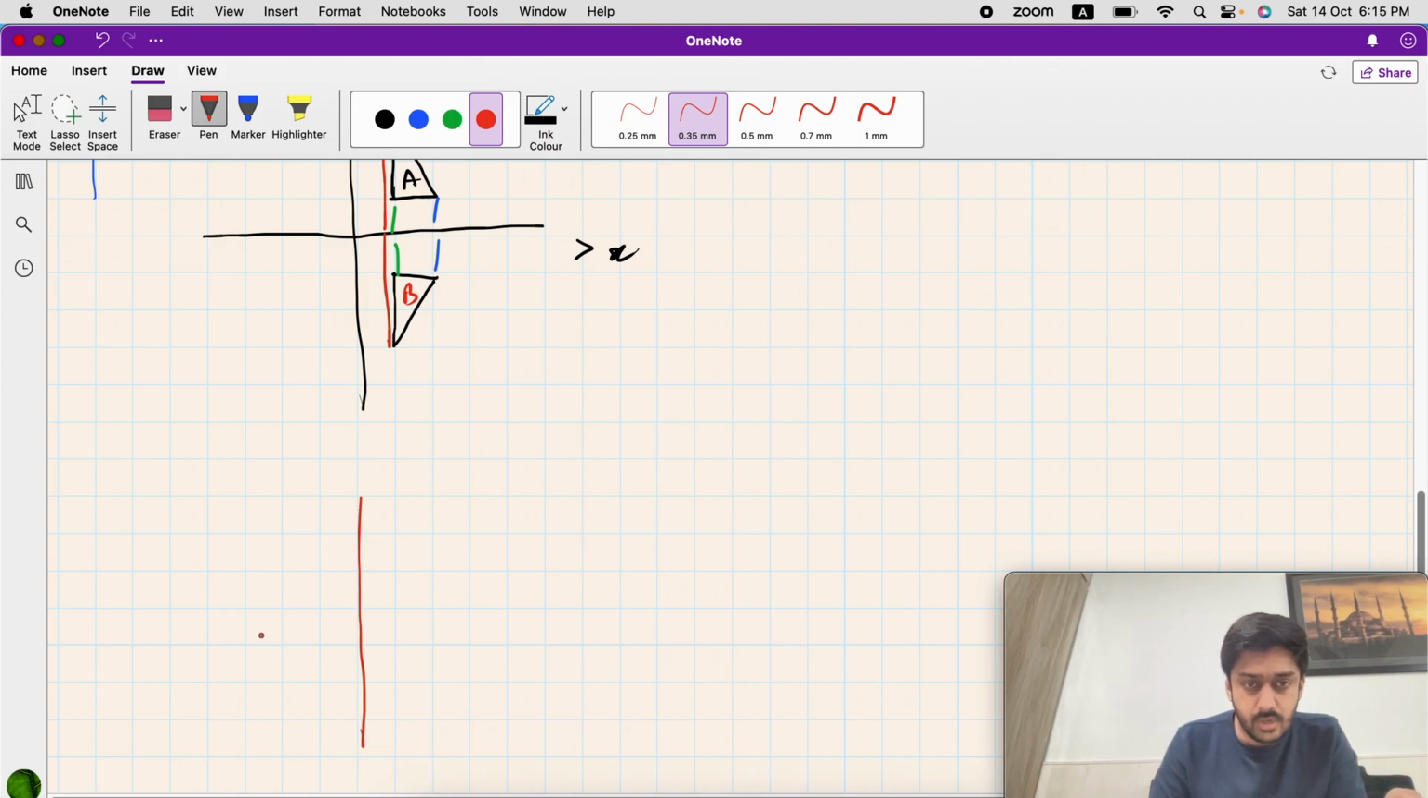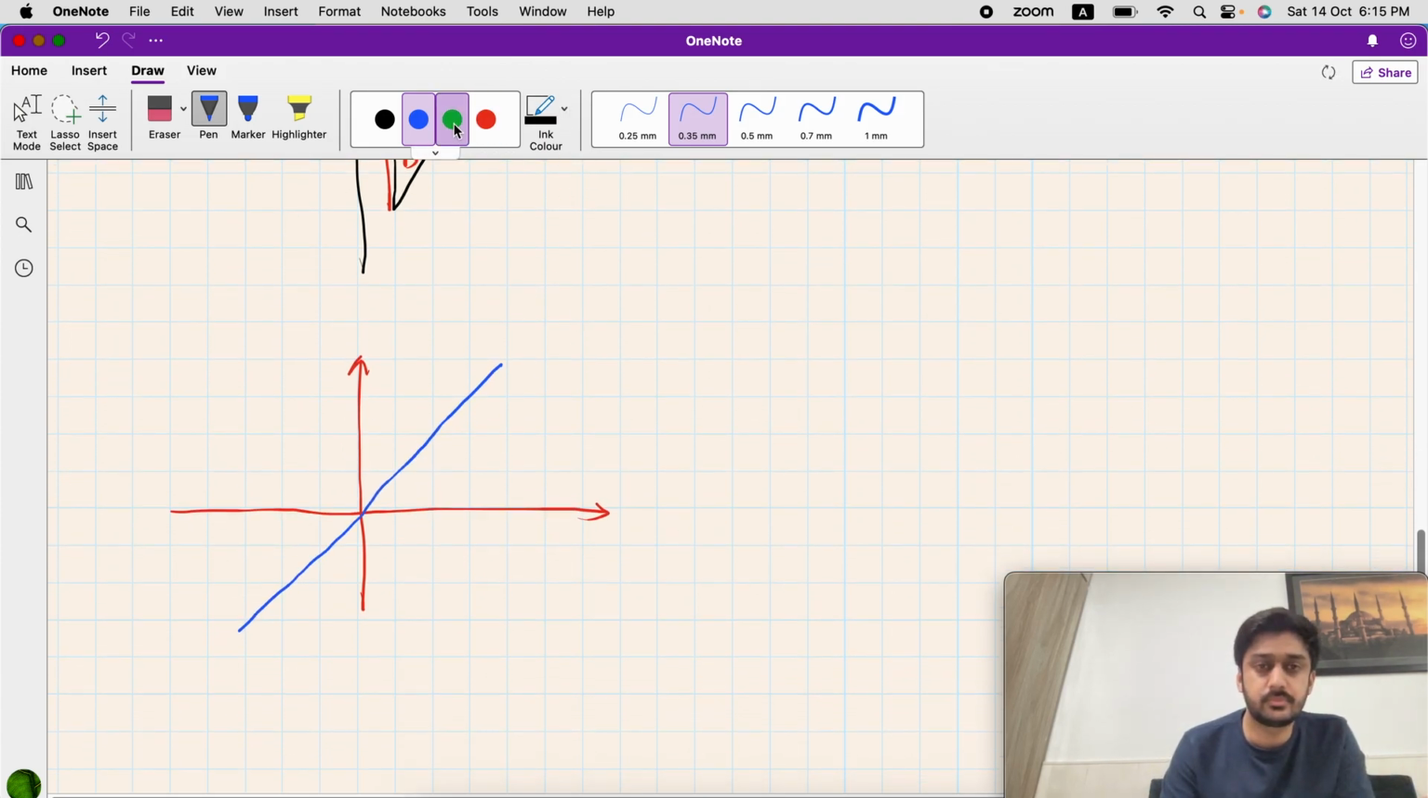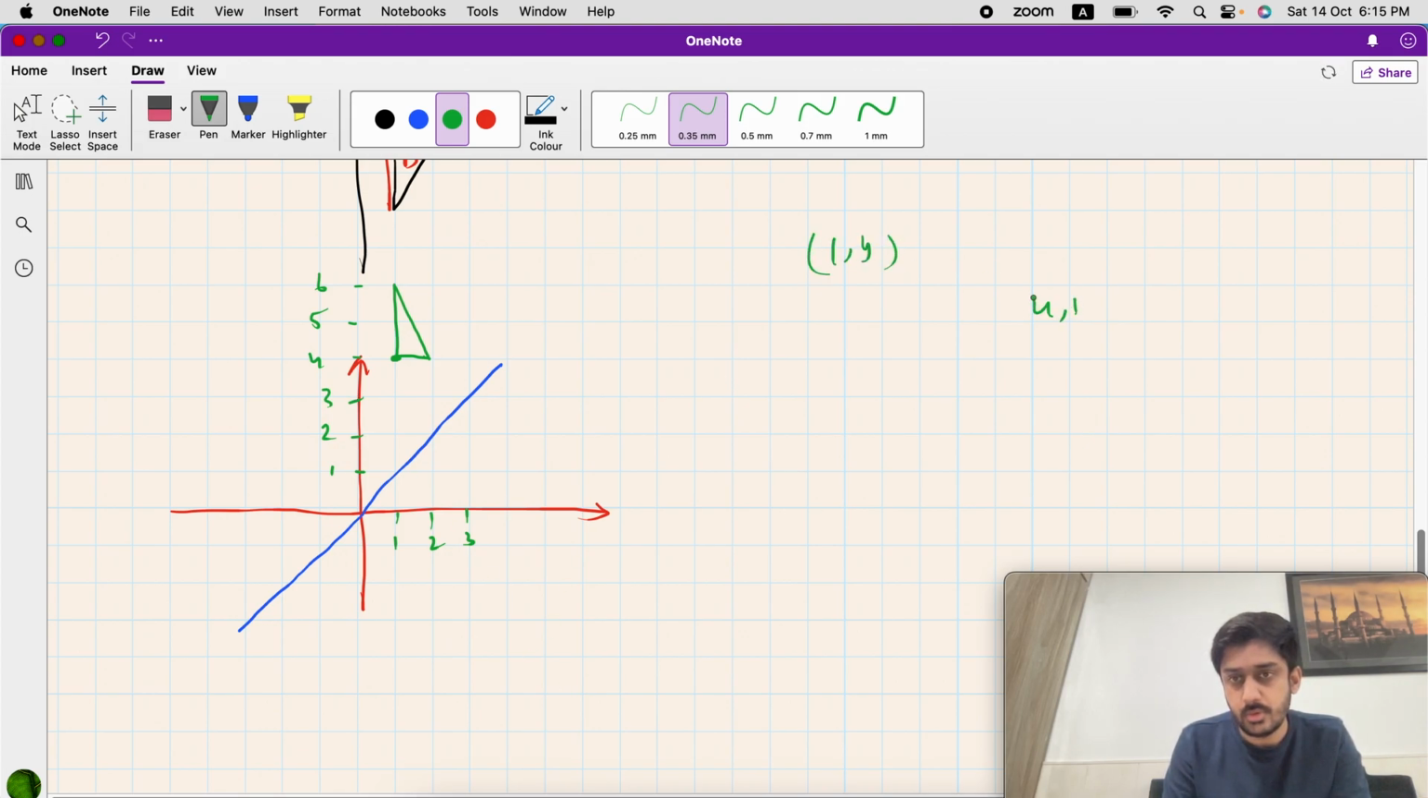For reflection in y equals to x, the coordinates will always swap. It is way easier when you have a labeled grid. For example, your triangle is this, and let me label them as 1, 2, 3, 1, 2, 3, 4, 5, and 6. So I know this coordinate is 1, 4. 1, 4 would swap to 4, 1. So this is x4, y1.